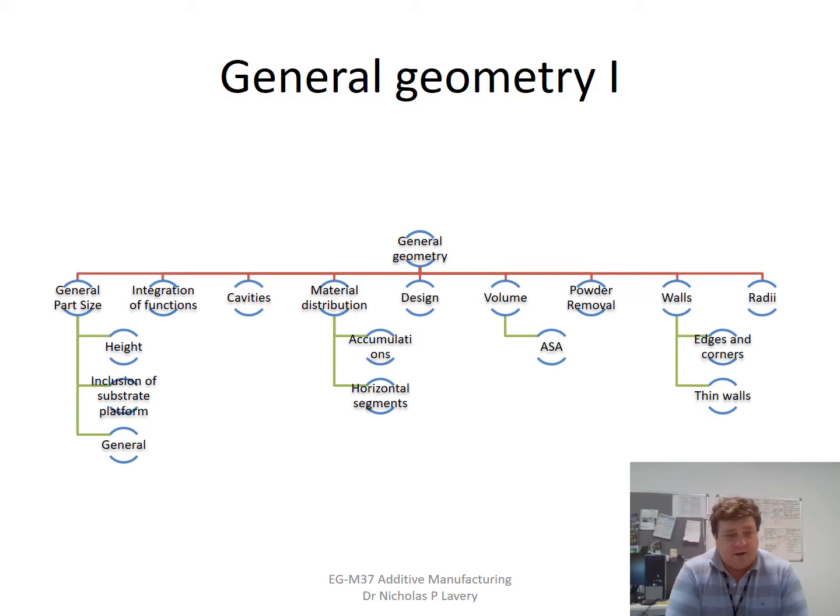So again, that's just breaking down the general geometry considerations into a few more detailed steps. The general part size, height being the most important. Certainly, you may be constricted by the amount of powder that you have available in the hopper, and we'll see this a little bit more when we talk about the powder feedstock. You may be constricted to 100 millimeter height because of the amount of powder you've got, or you may have enough powder to do the entire height of 300 millimeters, but that has to be taken into account.